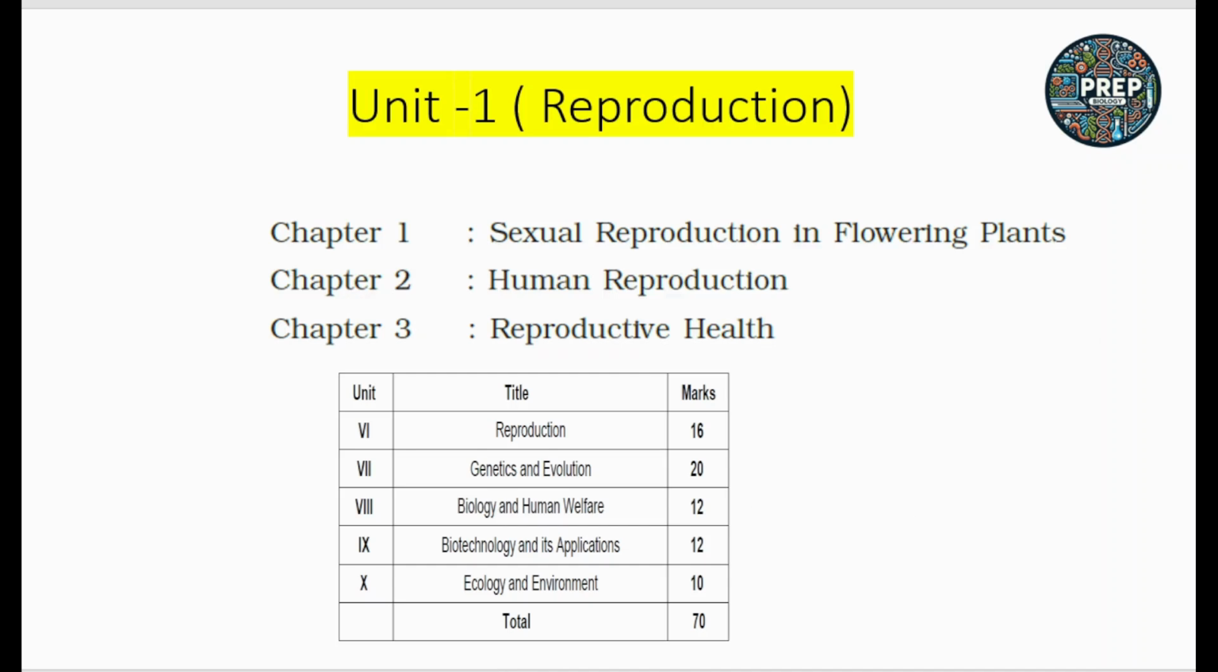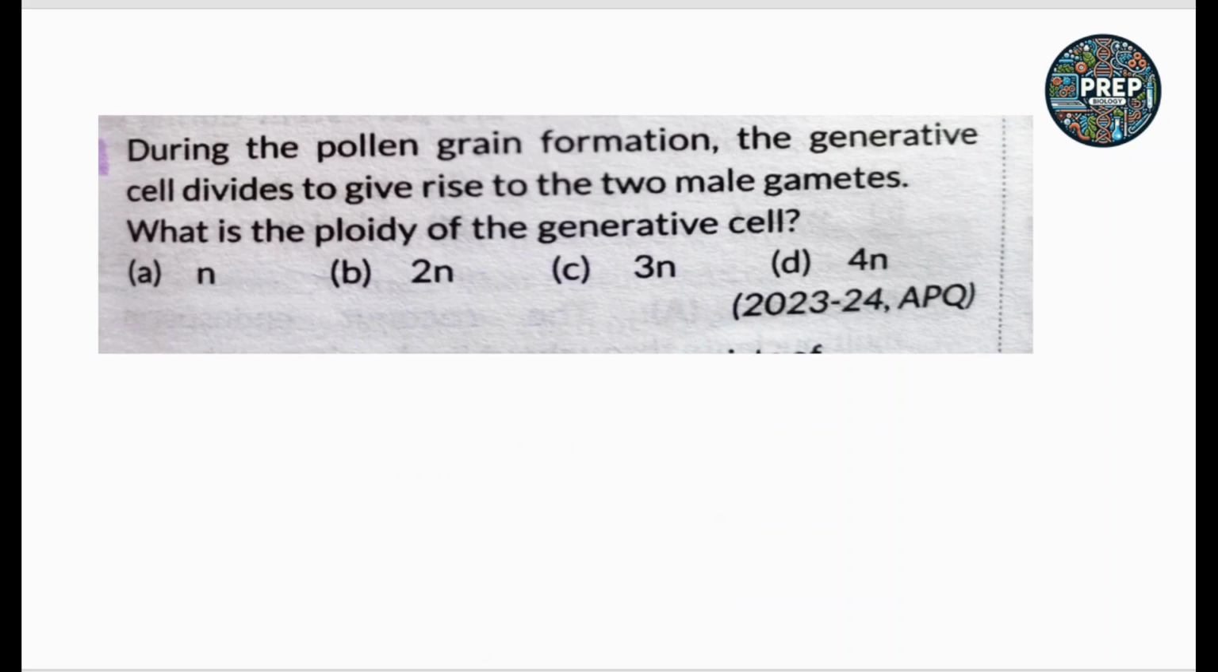Okay, so as you all know, under Unit 1 you have 3 chapters. Chapter number 1, sexual reproduction in flowering plants. Chapter number 2, human reproduction. And chapter number 3, reproductive health. And the weightage of this unit is 16 marks. Okay, so this unit is itself a very important unit, and the MCQs of these units are also very important. So let's start with the first question.